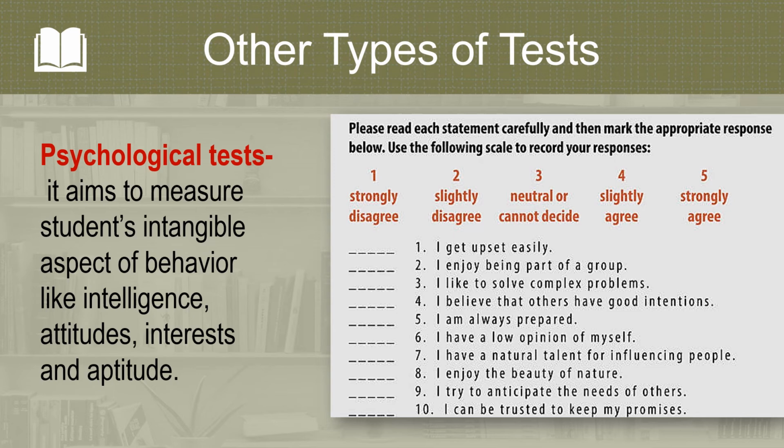It aims to measure students' intangible aspect of behavior like intelligence, attitudes, interest, and aptitude. So this is an example of your psychological test. So it's either you will respond strongly disagree, slightly disagree. So this is an example of your Likert scale.